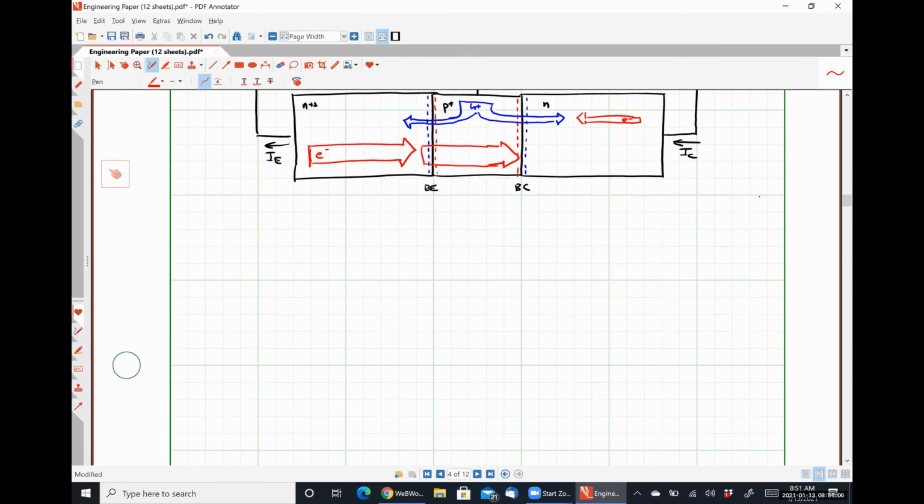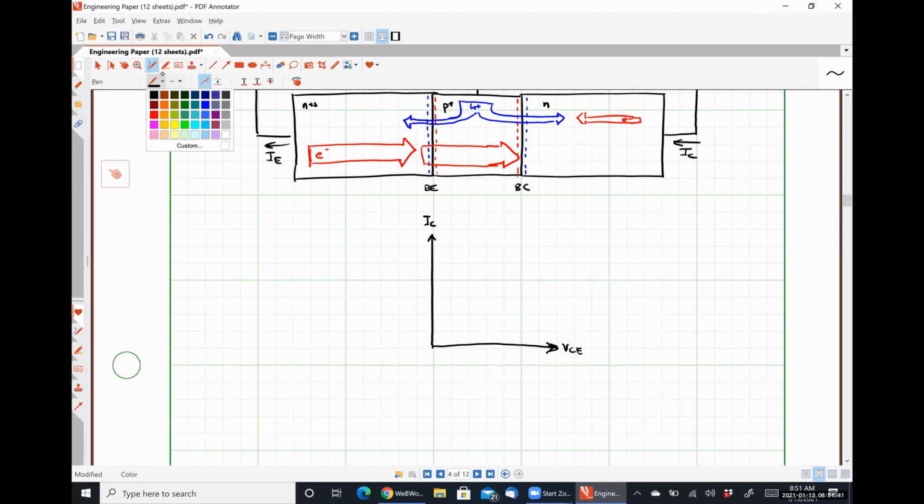So if we were to plot the characteristic curve IC versus VCE, and let's ignore early effects, which should be easy to do because both junctions are forward biased. So if anything, WB is actually getting larger.